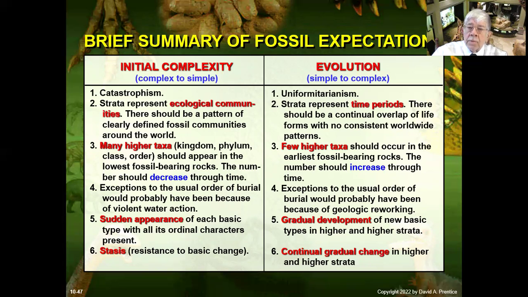Evolution says, no, they represent time periods. So since things were evolving at different rates, at different places, at different times, there should be no consistent worldwide patterns. But yet that's exactly how we identify the rock layers.